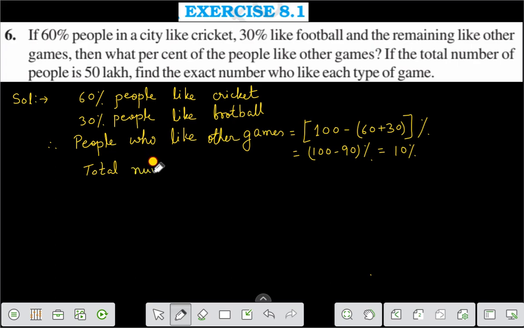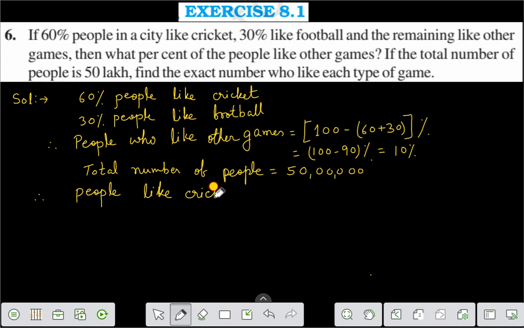Total number of people is equal to 50 lakh. Right? Therefore, people who like cricket is equal to 60% of 50 lakh.